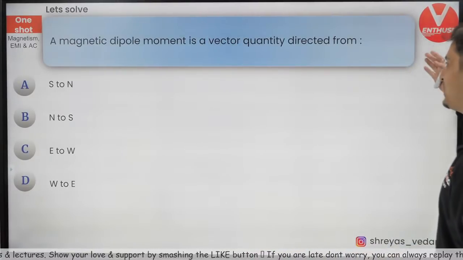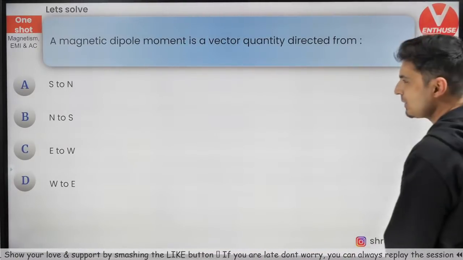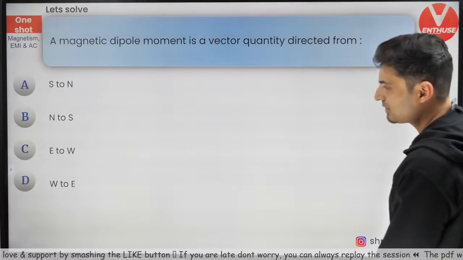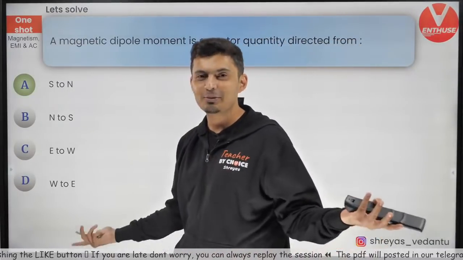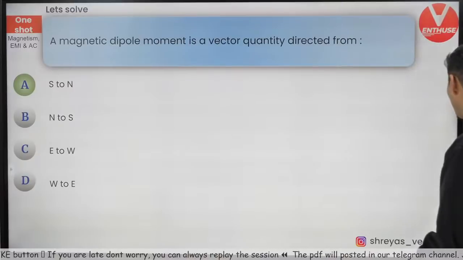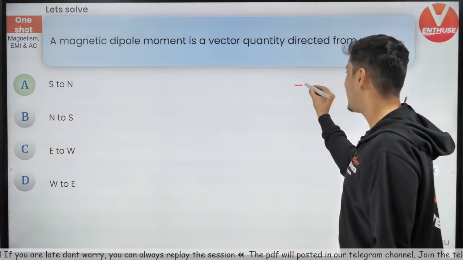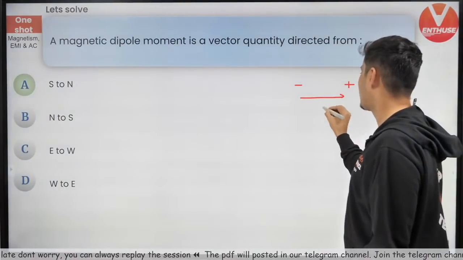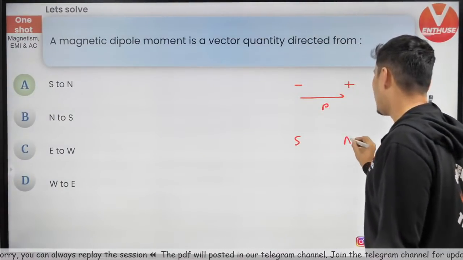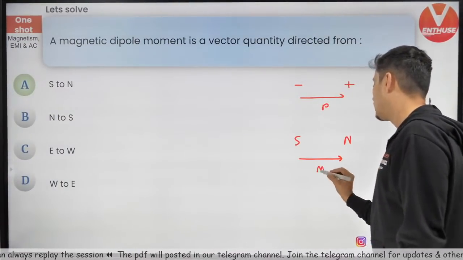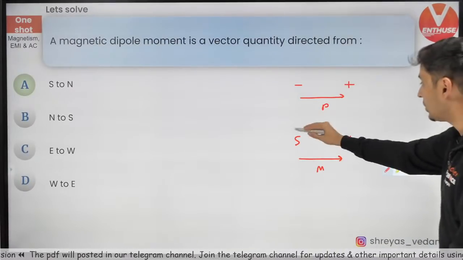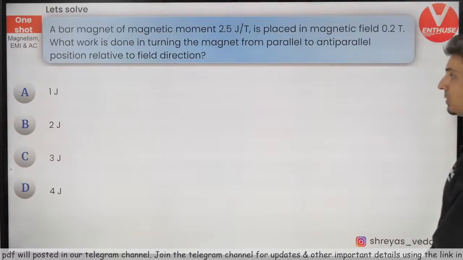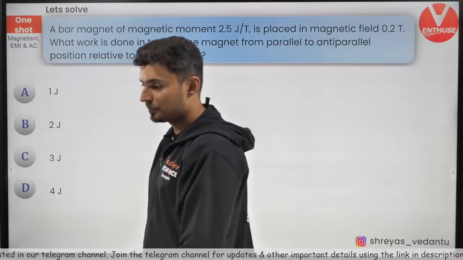A magnetic dipole moment is a vector quantity directed from south to north, north to south, east to west, or west to east? Very simple, south to north. Where did east and west come from? Obviously, it's a vector quantity. Just like the electric dipole goes from minus to plus, in the same way for a magnet it goes from south to north. Not north to south. A lot of people make a mistake there, thinking north to south. No, it's from south to north.